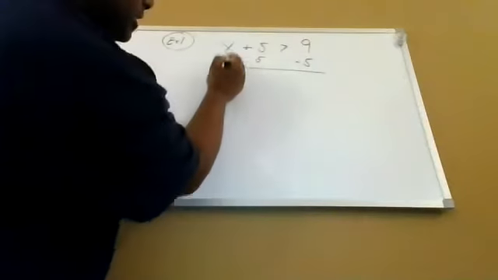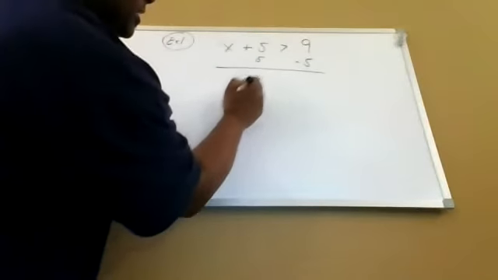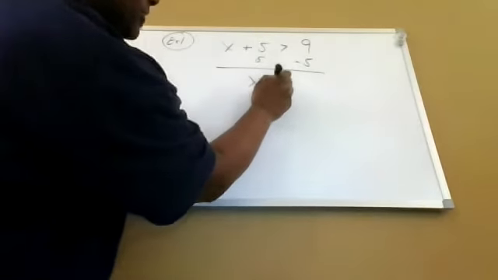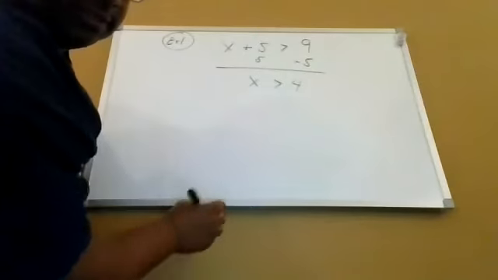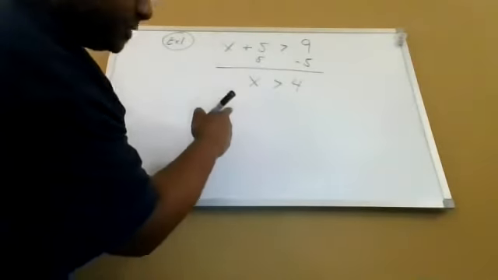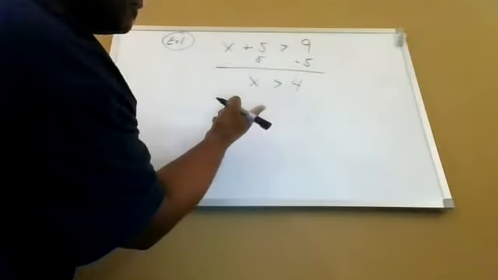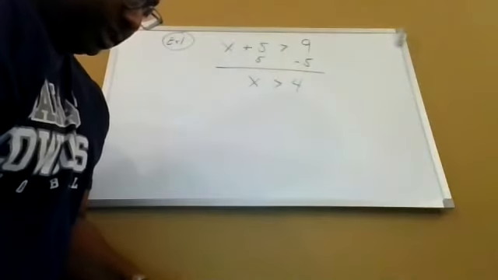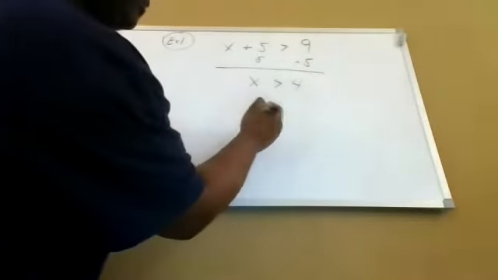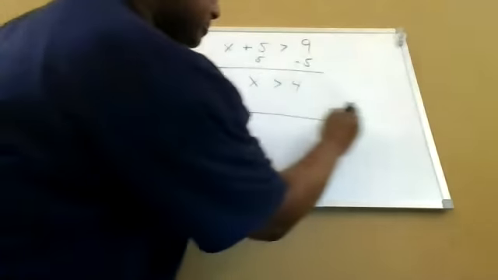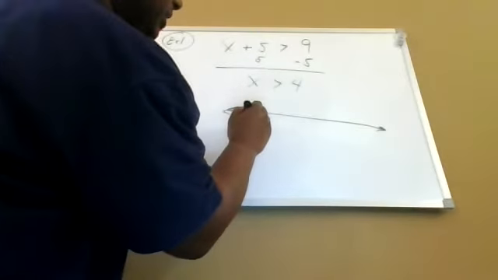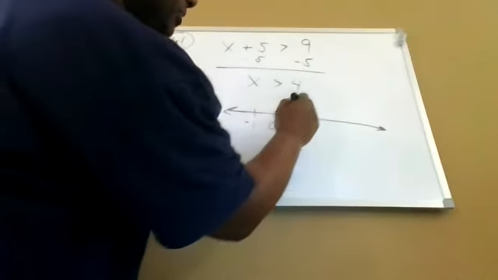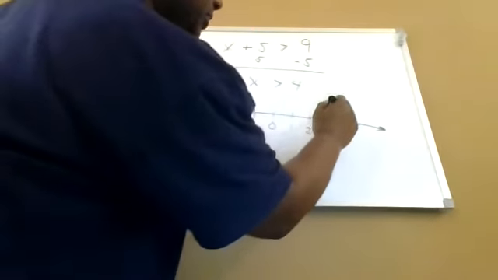And what does that leave me with? Leaves me with x is greater than 9 minus 5 is 4. This leaves me with this inequality, x is greater than 4. Now, what does this look like on a graph? Well, let's draw our number line. And let's start with -1, 0, 1, 2, 3, and 4.